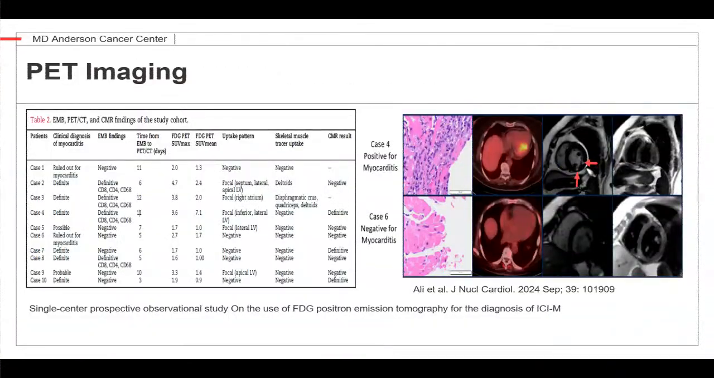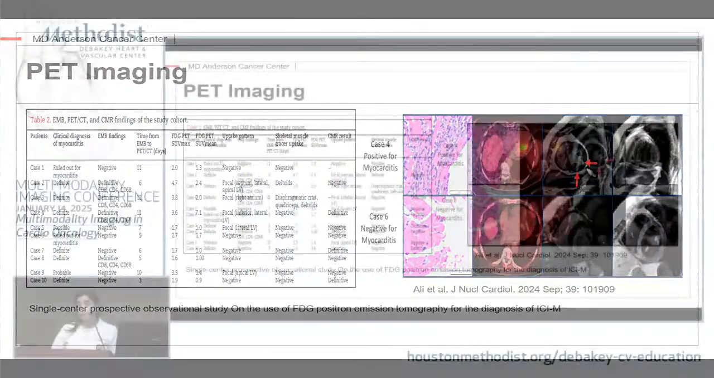We looked at the question of PET imaging. So we ran this prospective trial last year, and we published it in JNC. We had 10 cases where we enrolled patients who we clinically suspected of having myocarditis. We did a PET scan, a CMR in the majority of cases, and a biopsy in all. And there was actually very poor agreement. It was very difficult to get PET scans on these patients because of the dietary prep, and a lot of them are getting steroids with all their chemotherapies.